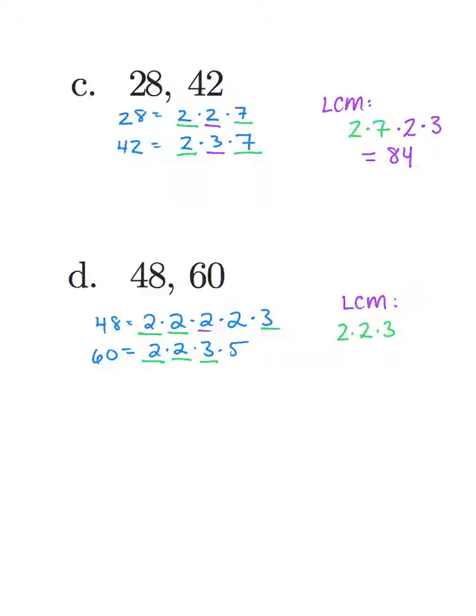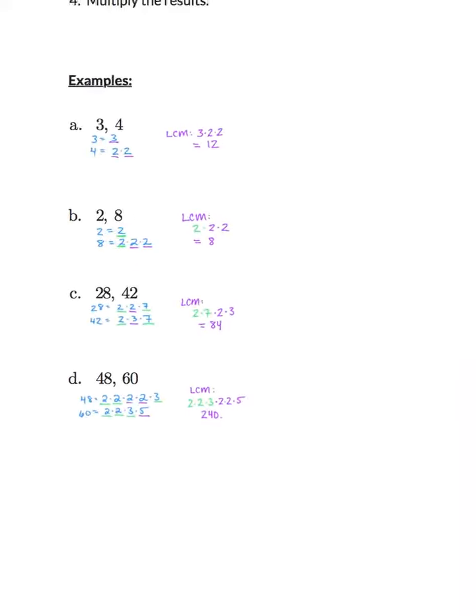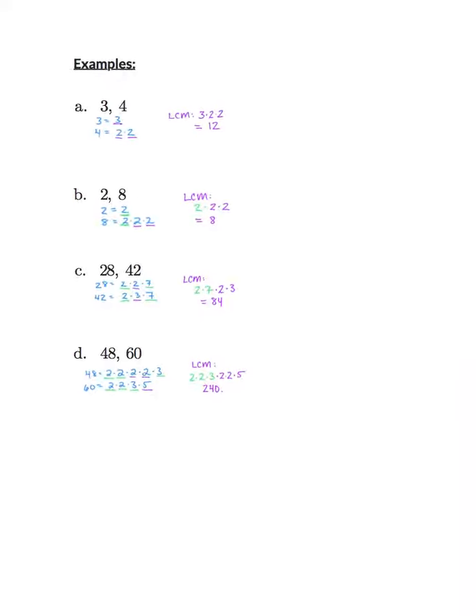From there, I want to put everything else that I haven't considered yet. So I still have 2 more 2's and a 5. From there, if we go ahead and multiply this out, 2 times 2 is 4, times 3 is 12, times 2 is 24, times 2 is 48, times 5 is 240. This is one method that you can use for prime factorization in order to find the least common multiple.